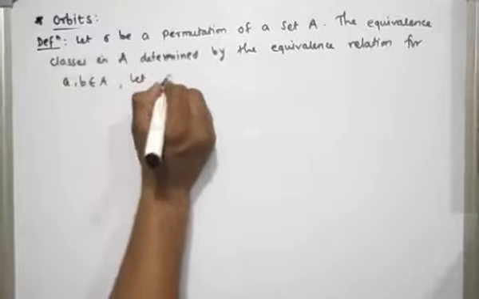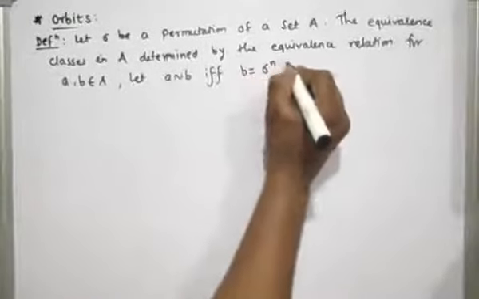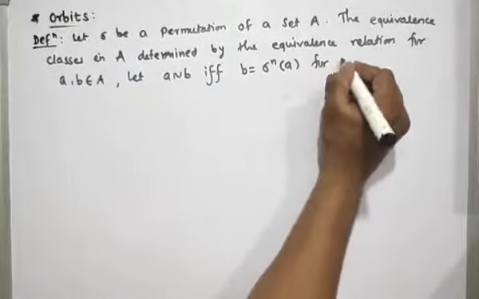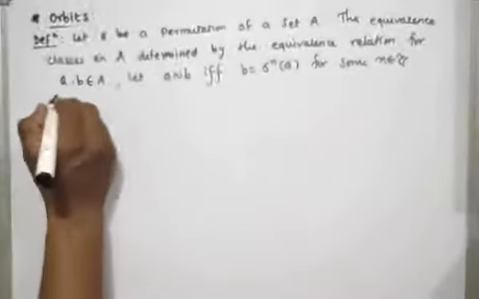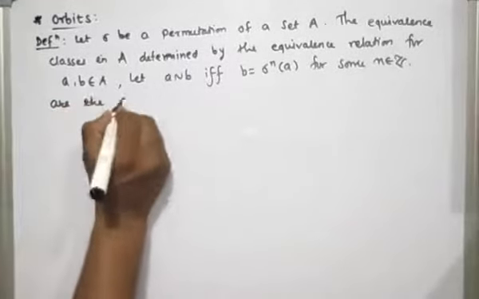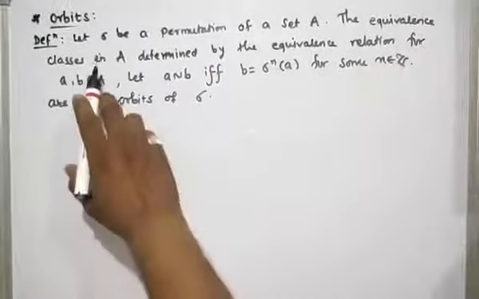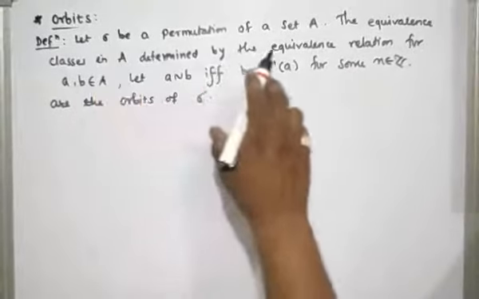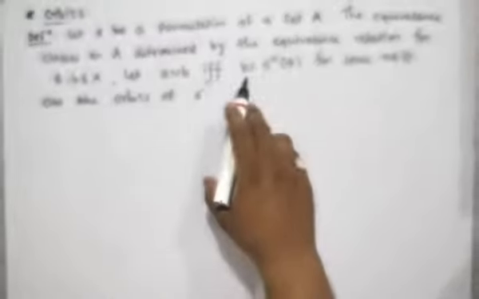Let a be equivalent to b if and only if b is equal to sigma^n of a for some n belonging to the set of integers. Let sigma be a permutation of set A. Then the equivalence classes in A determined by this equivalence relation, for a, b belonging to A, where a is equivalent to b if and only if b is equal to sigma raised to n of a for some n belonging to the integers, are the orbits of sigma.